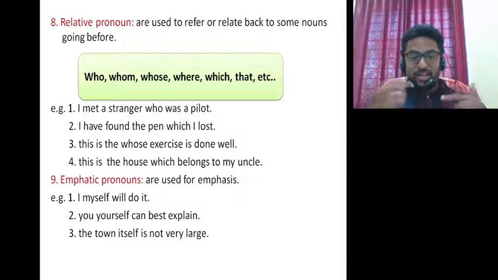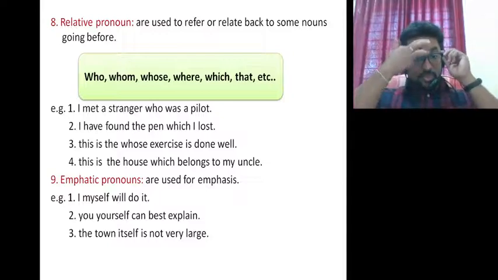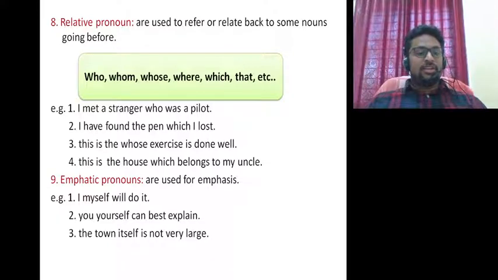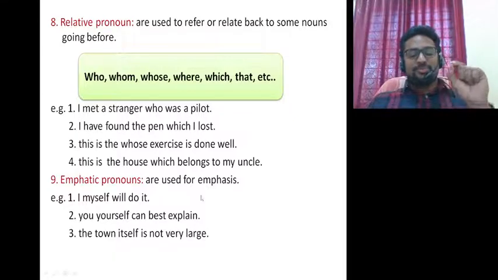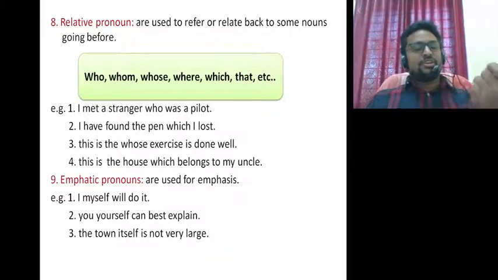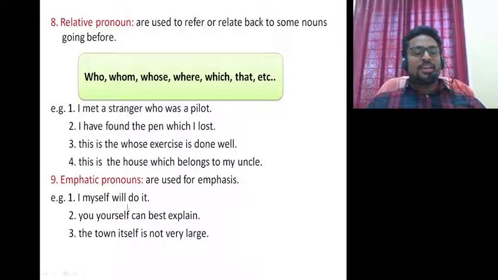I myself will do it. Reflexive pronouns we may also use for emphasis. That's why we are calling them emphatic pronouns. I myself will do it. You yourself can best explain. The town itself is not very large.